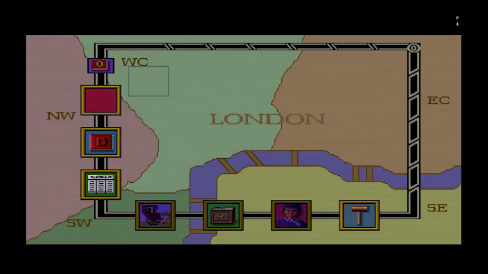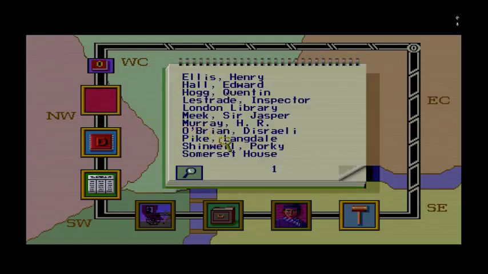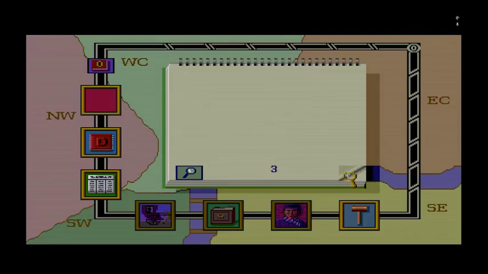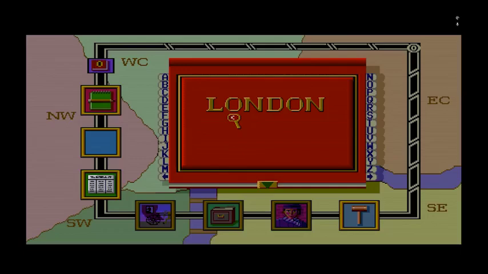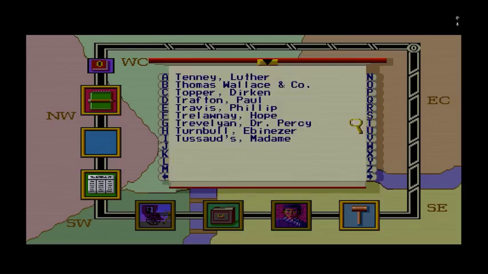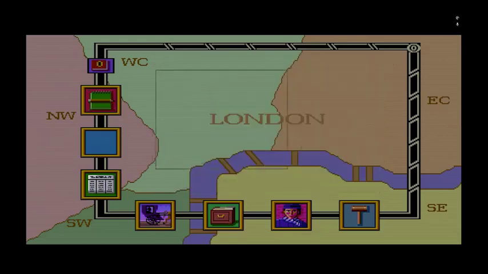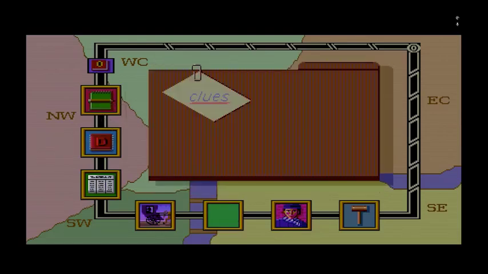Oh. Is that all? Nothing. Nothing! You've got nothing! Well, let's try the directory, shall we? Ah, London. So that will be T. Turnbull. Dr. Ebenezer Turnbull. Let's see what we've got on him.